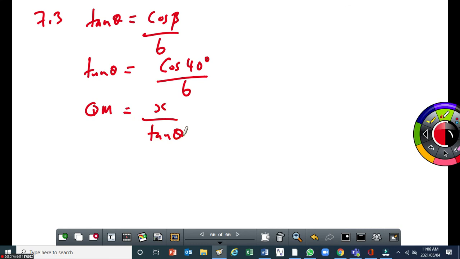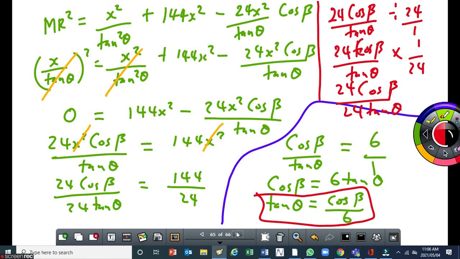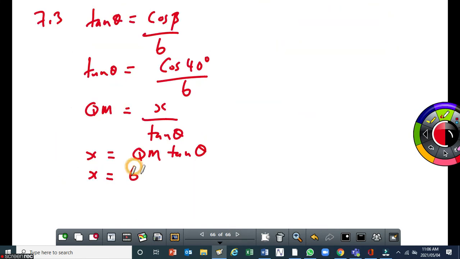But I want to find x, but my tan theta is equal to that. So I can write this as x equal to QM times tan theta. And then my x will be equal to QM. In this case, we are given the length of QM as 60 meters. So I have to substitute that 60 meters now. So this becomes 60 times cos 40 degrees over 6.